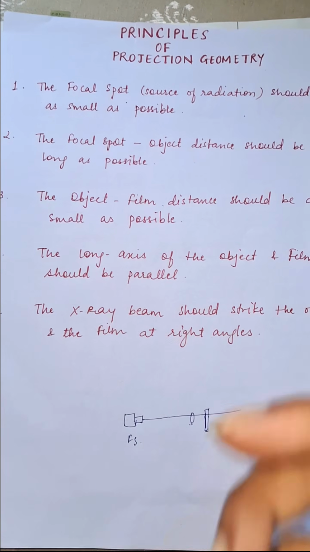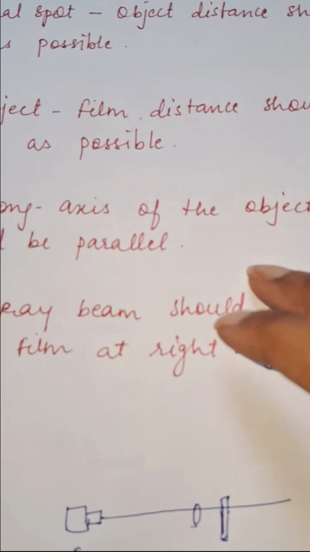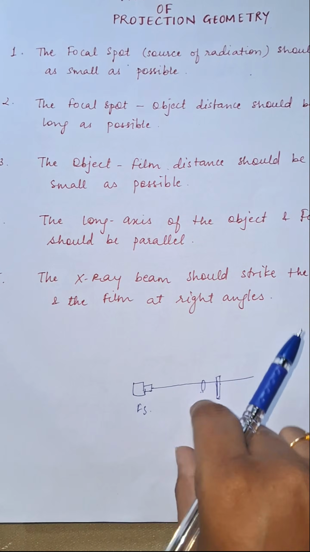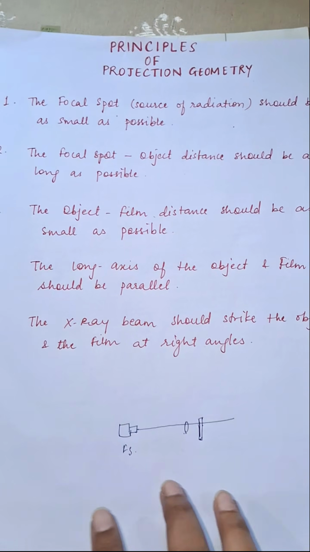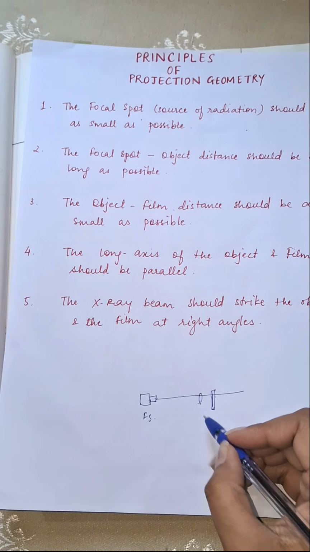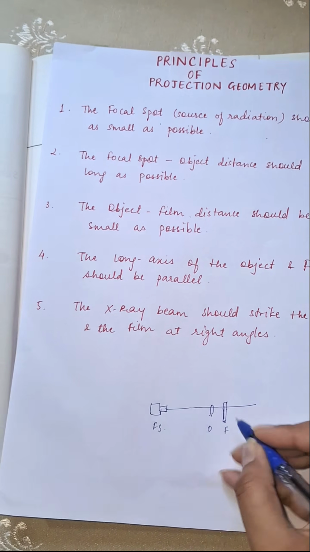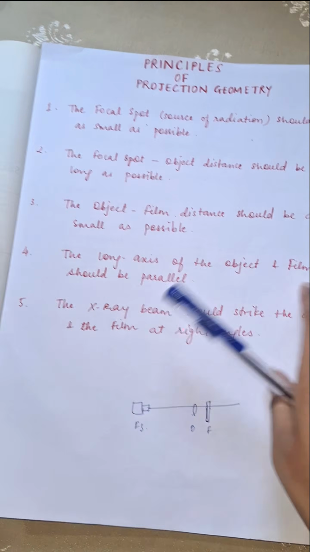If we are clicking photos from a camera, and we take it very close, obviously the image will come out bigger. We don't want that. We want the object to appear on the film the way it is in real life, or at least close to it. So it has to be as long as possible, and the object and the film distance should be as small as possible. The long axis of the object and the film should be parallel.